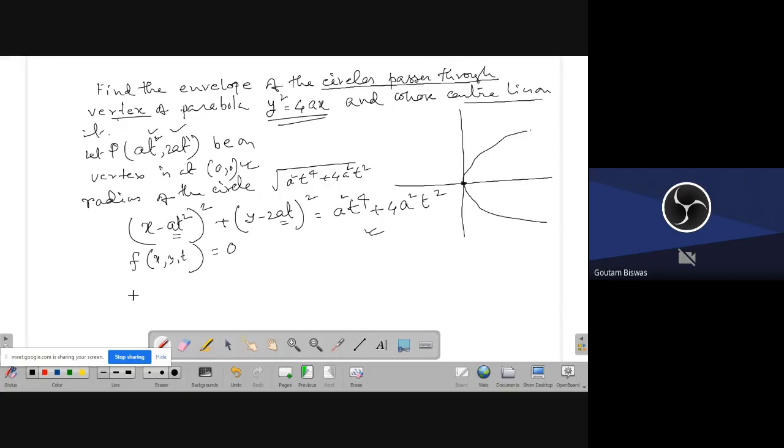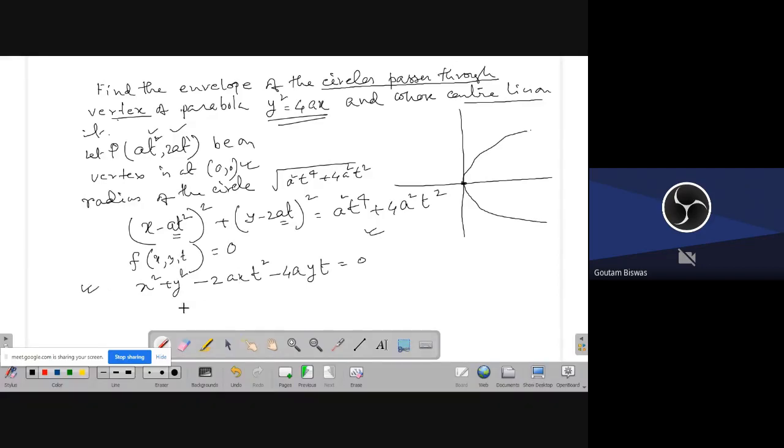I am writing it here again. It would look like this: x square plus y square minus 2ax t square minus 4ay t equals 0. Now, it is a quadratic in t, you see. So t has two roots. Find the values of t and put them here, and you will get the answer. No need to do any differentiation.